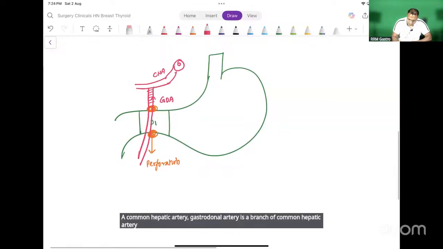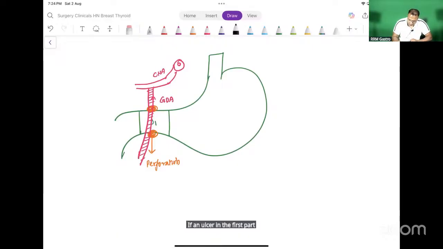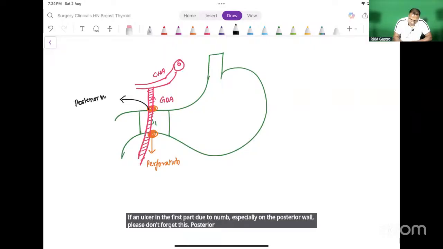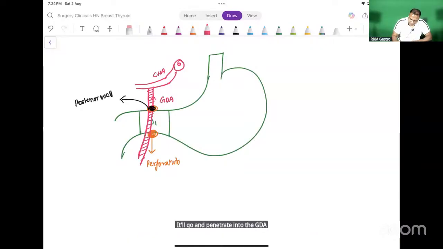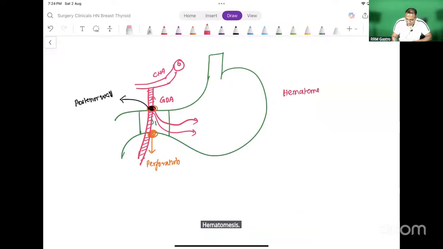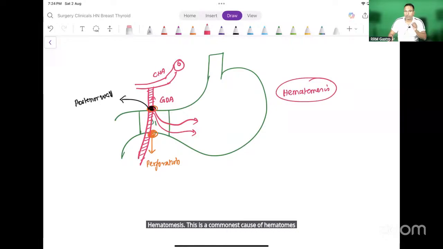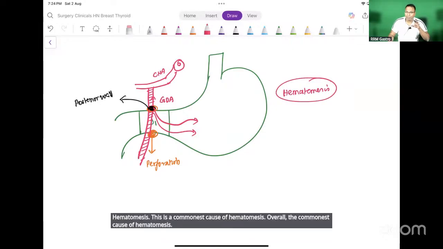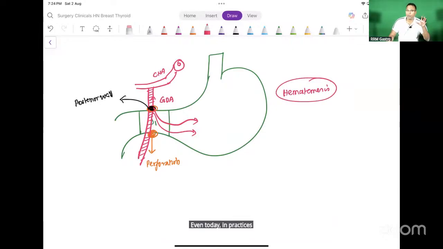The gastroduodenal artery runs on the posterior wall of D1 like this. If there is an ulcer in the first part of the duodenum, especially on the posterior wall, please don't forget this. When it is an active ulcer, it will penetrate into the GDA, and the gastroduodenal artery will bleed like anything into the stomach, and the patient will come to you with hematemesis. This is the commonest cause of hematemesis. Even today in practice, the commonest cause of hematemesis is an active duodenal ulcer.